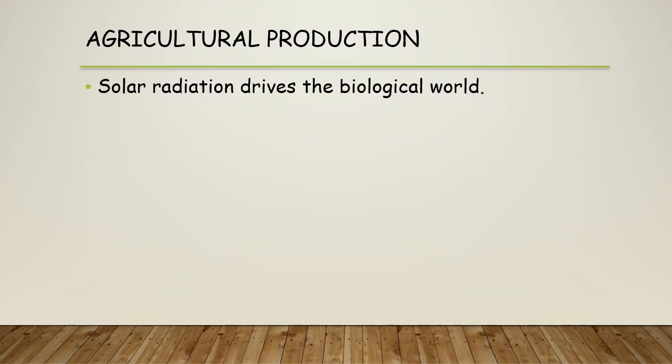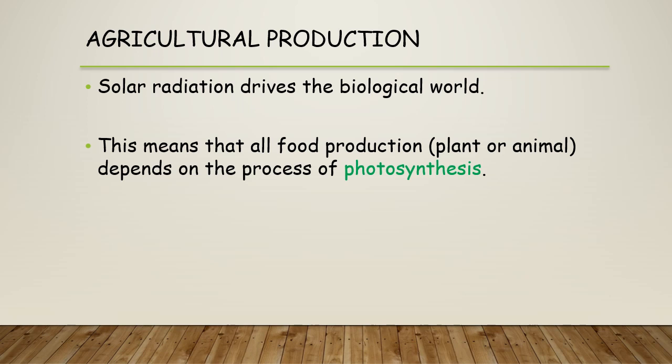So that starts in terms of agriculture, in terms of production. And that starts obviously with solar radiation. So we've talked about in your third year National 5 biology, solar radiation obviously driving the biological world because that's where we get the light energy converted into chemical energy. So food then goes up the food chains and food webs. That obviously means that food production depends on that process of photosynthesis. That's something we're going to look at in the next coming lessons.